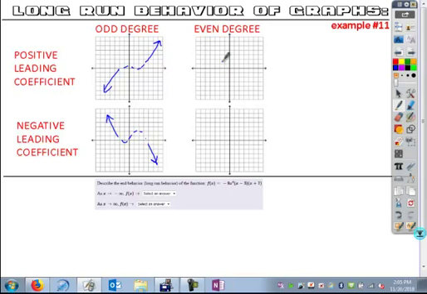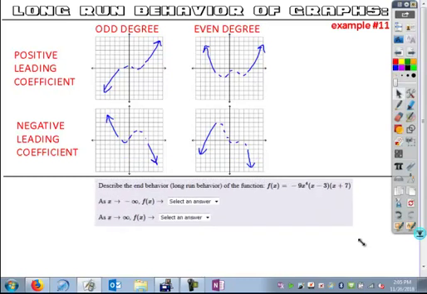If it's an even degree, the end behavior is going to go up in both directions if it's a positive leading coefficient. And with an even degree and a negative leading coefficient, it's going to go down and down in both directions.